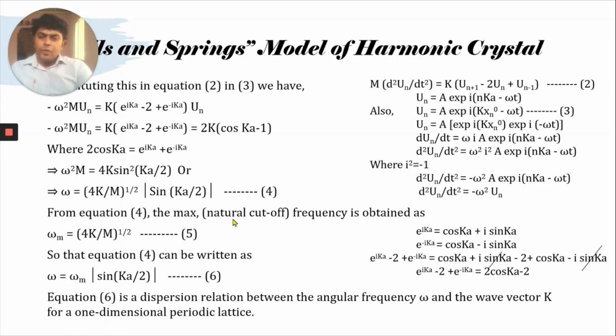So what we obtain here is equation 4, that is omega equals root of 4k by m times the modulus of sine ka by 2. From equation 4, a natural cutoff frequency is obtained. This natural frequency can be used as the maximum cutoff frequency, that is omega m, which is root of 4k by m, for the natural harmonic vibrations. So equation 4 can be written as omega equals omega m times the modulus of sine of ka by 2. This equation 6 is considered to be the dispersion relation between the angular frequency omega and the wave vector k for a one-dimensional periodic lattice.